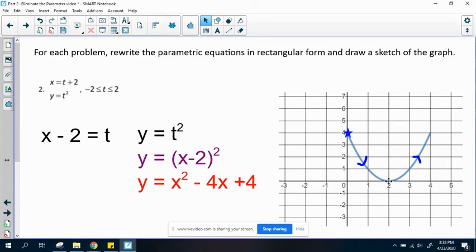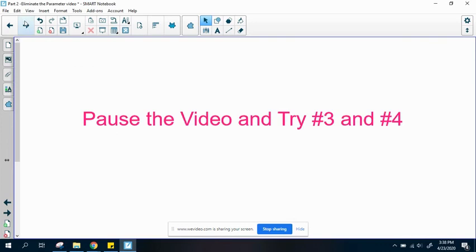So either way, you now have all these different tools. But if it does ask you to rewrite the parametric equation, that's all you have to do. Figure out one of them to be t, plug it into the other one, do a little bit of simplifying, and then there you go. So what I would like you to do now is pause the video and try number 3 and 4 on the worksheet, and then come back and I will show you the answers. So take a second, pause it, and then come back.